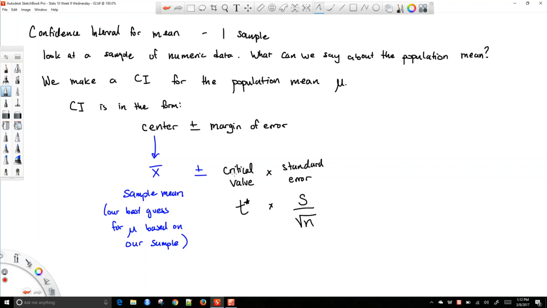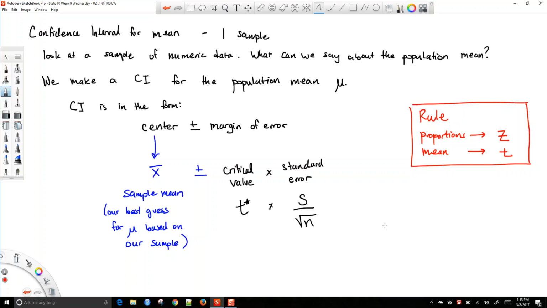What was the critical value when we did confidence intervals for proportions? Z star. Okay, and so this is a rule. If you're dealing with proportions, you're always dealing with z, and if you're dealing with means, you're always going to be dealing with t. Okay? Proportions go with z, means go with t. Okay? And so we will get our critical value t star from the t table. Okay? T star comes from the t table.